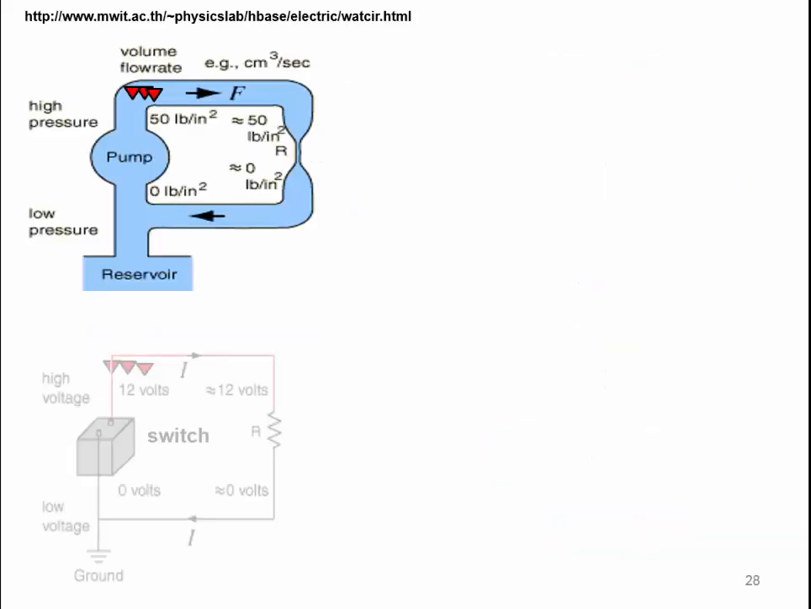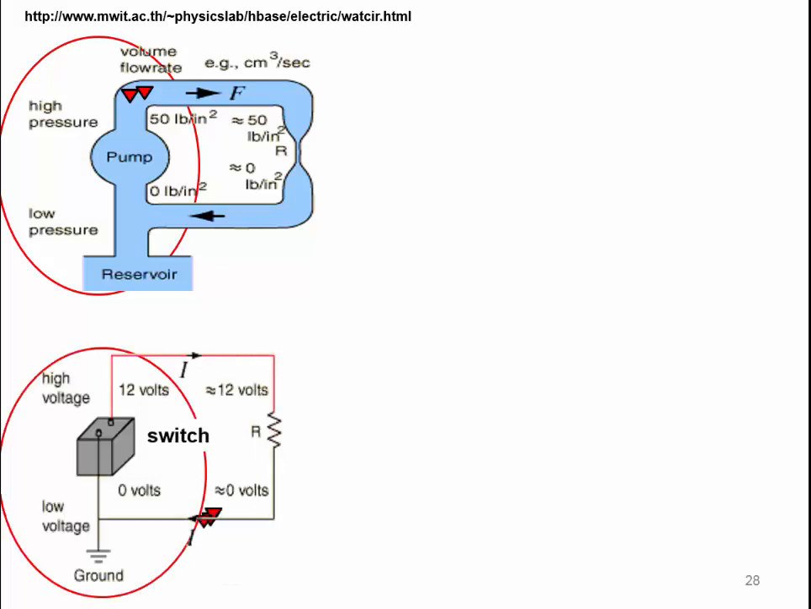If we alter our diagrams to make them look like a system that forms a closed loop, we can see that regions of high pressure and low pressure are created by the combined action of a pump, a bottom reservoir, and gravity. This is what leads to the potential difference and allows the water to flow in this example. In an electric circuit, the combined action of the switch and the ground is what creates the potential electrical difference.